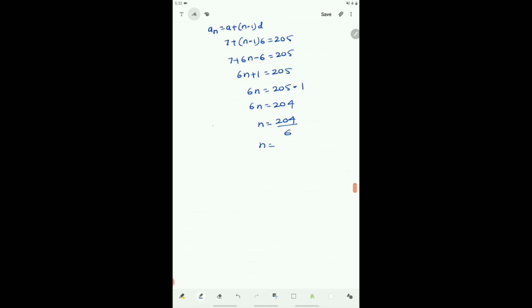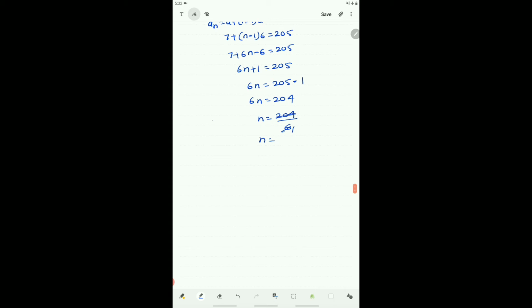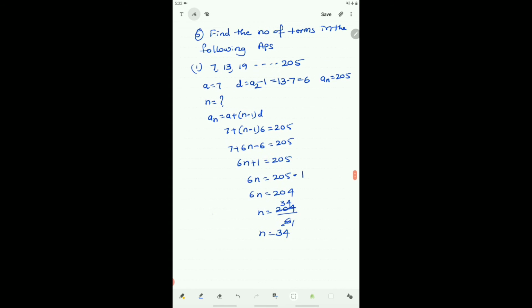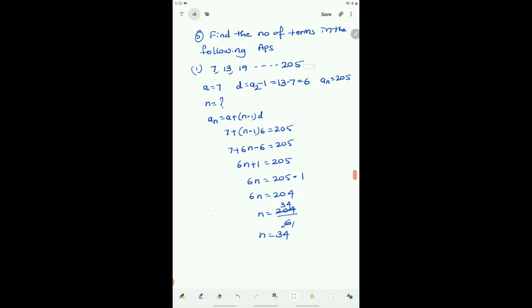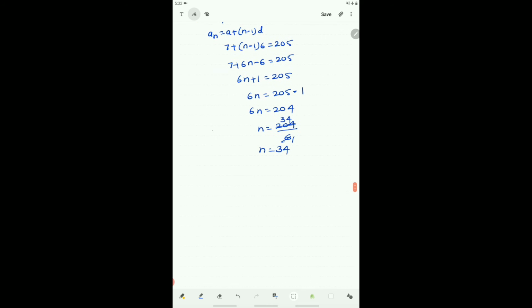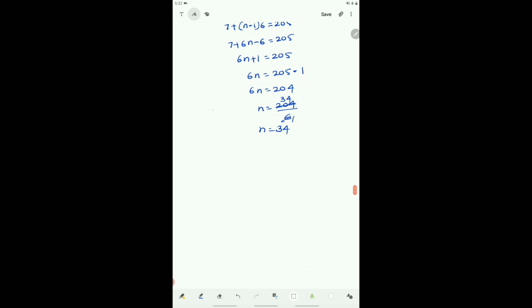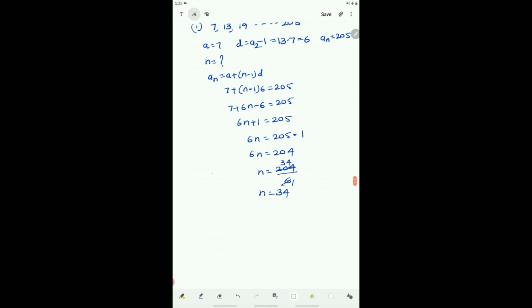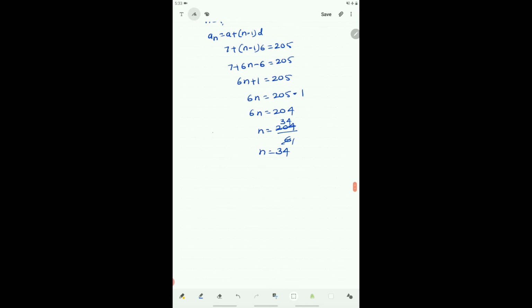n = 204 by 6. 6 threes are 18, 2 is remaining, that is 24, 6 fours are 24, that is 34. Here n = 34. So 205 is the 34th term.